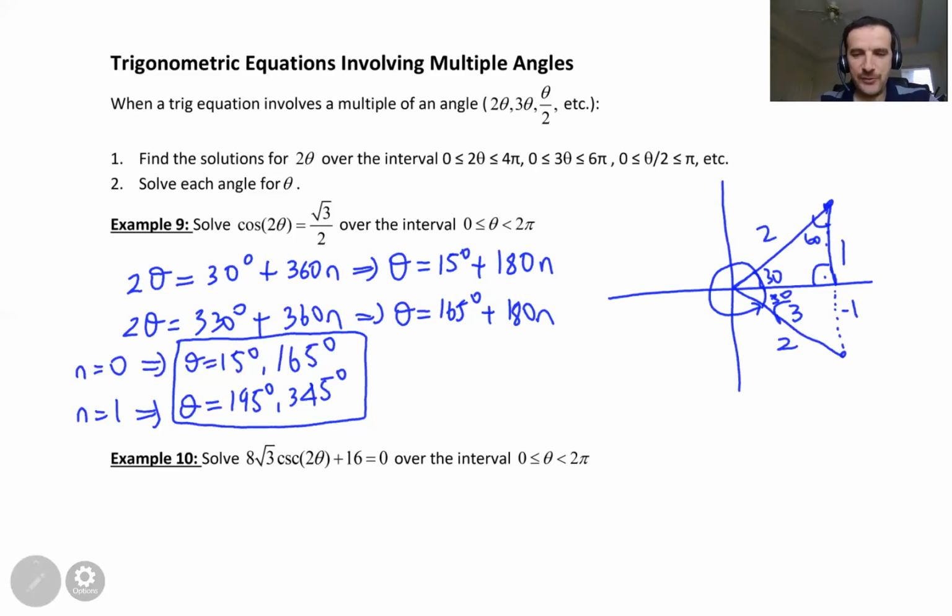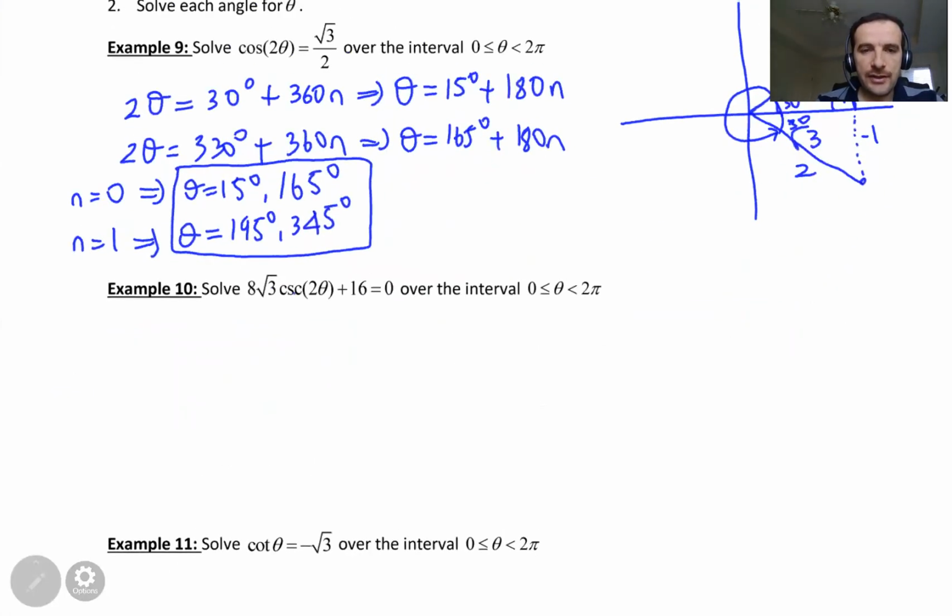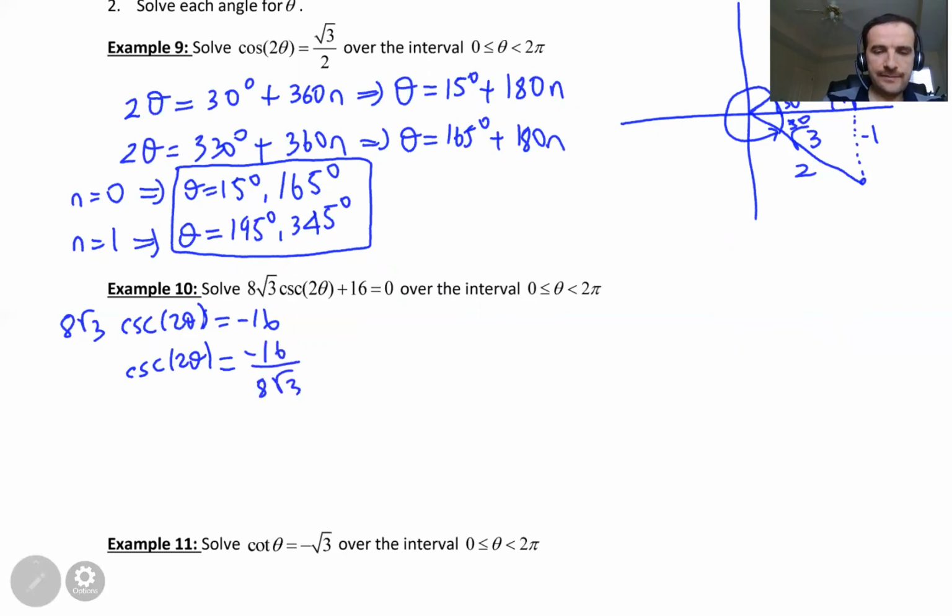All right, I hope it's clear for everyone. Let's look at the next example. 8√3 cosecant 2 theta plus 16 is equal to 0. Again, let's solve this equation for cosecant 2 theta. I first write 8√3 cosecant 2 theta, subtract 16 from both sides, and divide both sides by 8√3. I get cosecant 2 theta is equal to -16 over 8√3. If I simplify that, 1 and 2, right? -2 over √3. So cosecant 2 theta is -2 over √3.